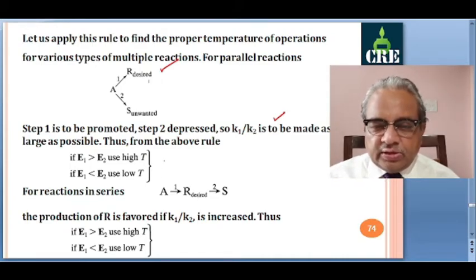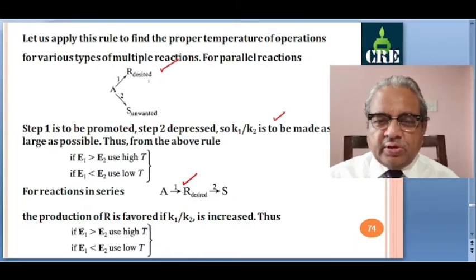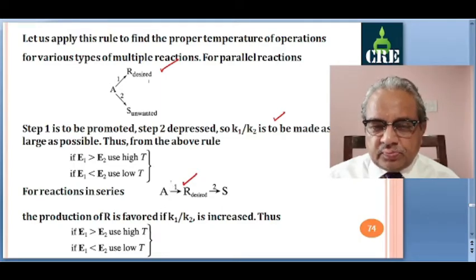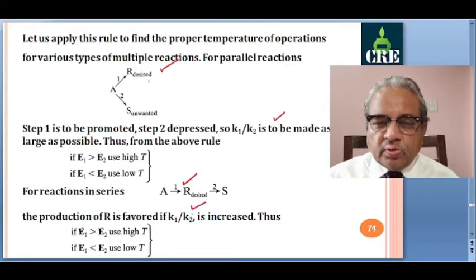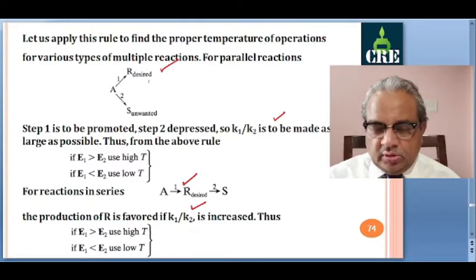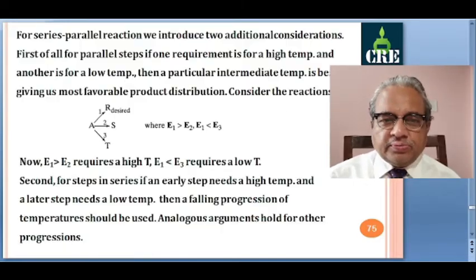Then for reactions in series, A gives R gives S. Here, as usual, our R is the desired product. S also can be a desired product, but here R is the desired product. Then again, this K1 we have to promote and this we have to suppress. So the K1 by K2 ratio is increased. So maximum ratio will give you maximum R. So we want to keep this ratio as high as possible. So if E1 is greater than E2, you will use high temperature. If E1 is less than E2, we will use the low temperature with the same arguments.